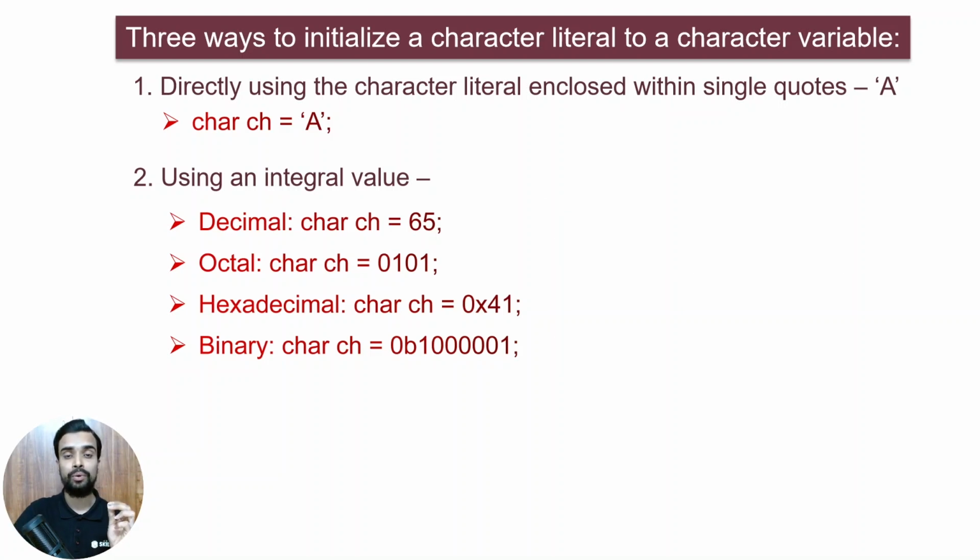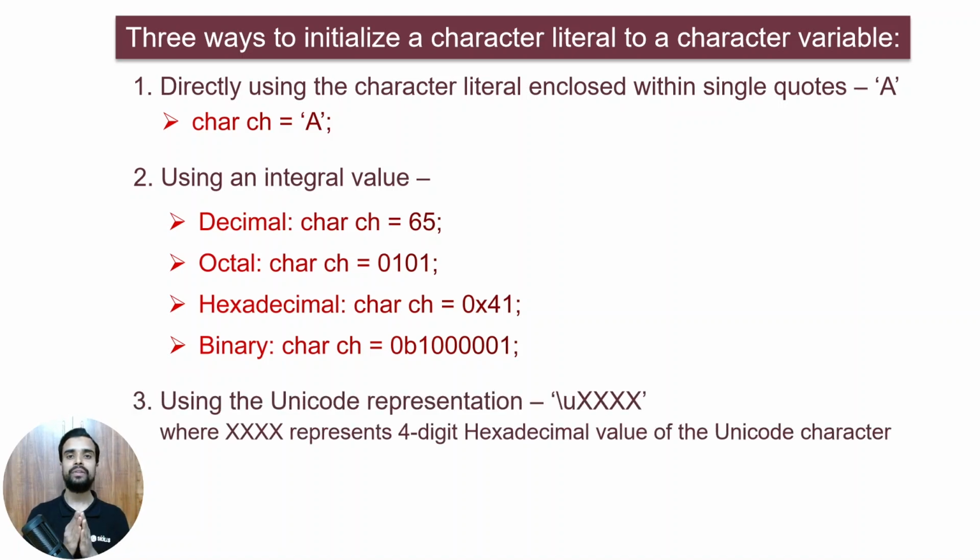In the last approach, we make use of something called the Unicode representation of the symbol. Basically, here also you have to provide the hexadecimal value. The only difference is here the prefix, which is an escape sequence \u, must be attached at the beginning of the hexadecimal value. That means if you would like to provide the Unicode representation for the same character A, then this is how the initialization statement would look like.